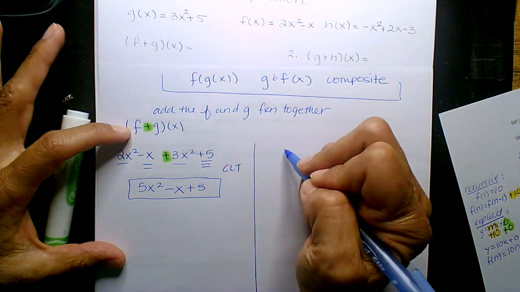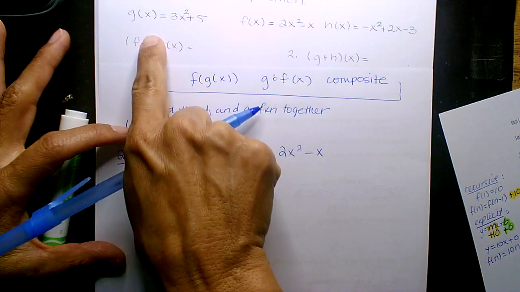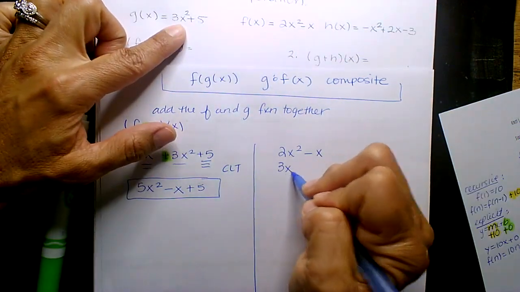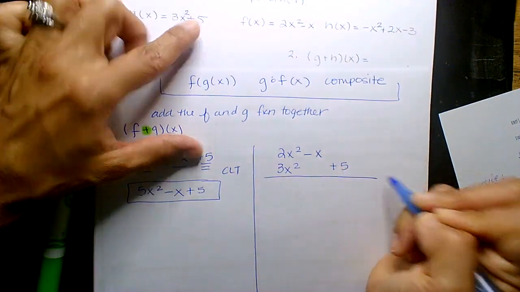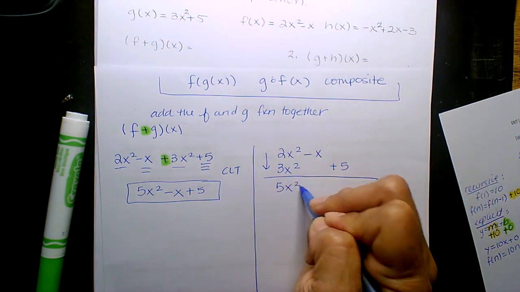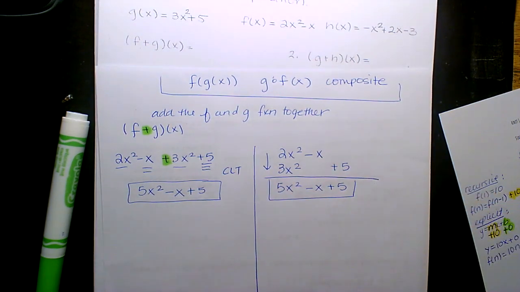If you would like to do the vertical format, so 2x squared minus x is the f function. G function is 3x squared, no x, plus 5. If you would like to do the vertical format and just go ahead and add down, tomato, tomato, whatever you prefer. They're both the same.